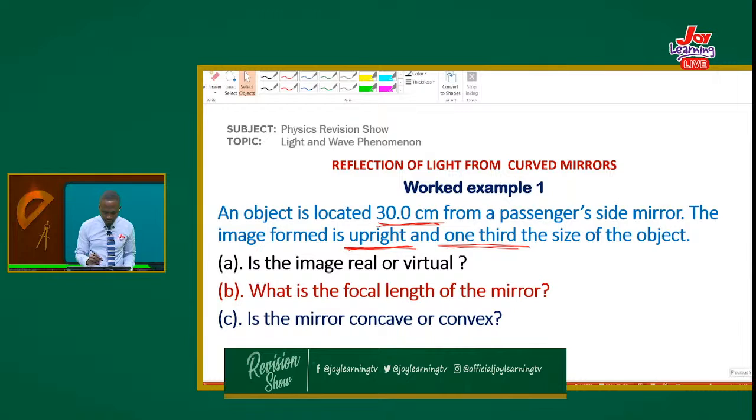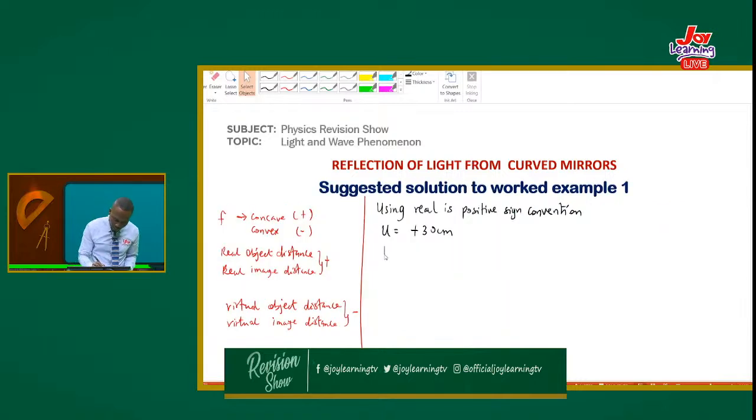We go back. It says that the image formed is upright and one third the size of the object. So our magnification, M, is equal to 1/3. Now, magnification combines image distance over object distance. That is to say, M is equal to V over U. Now, because we are looking at a side mirror and it produces virtual images, when you get the ratio of V on U, the magnification will become negative. So this will become minus 1 over 3.